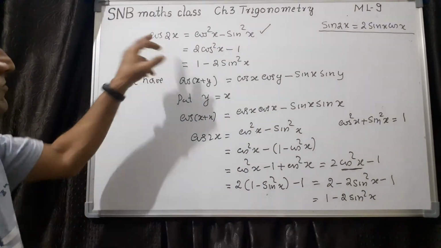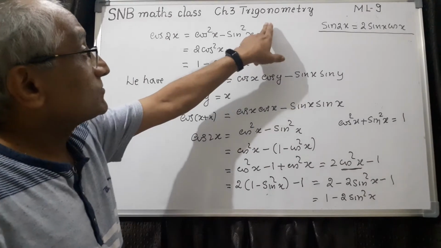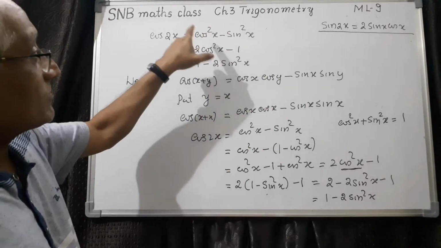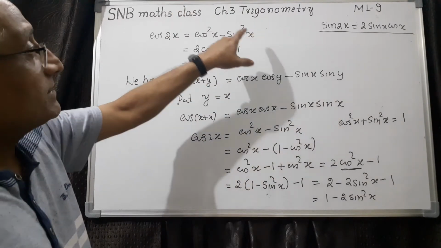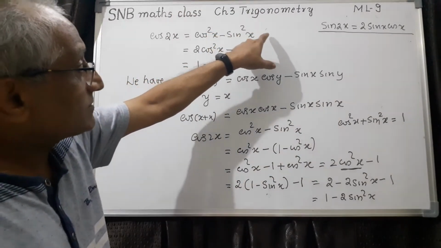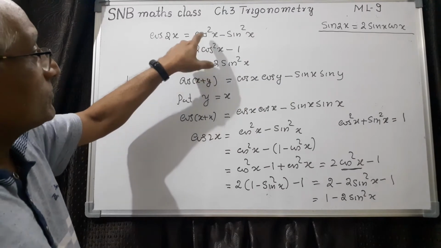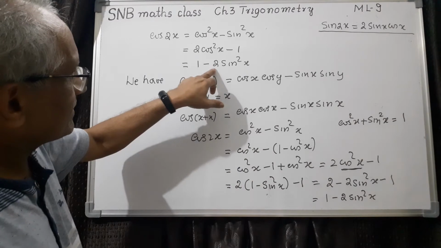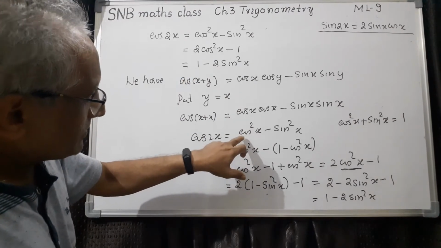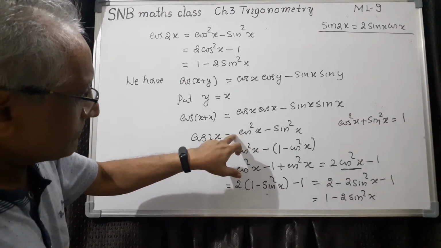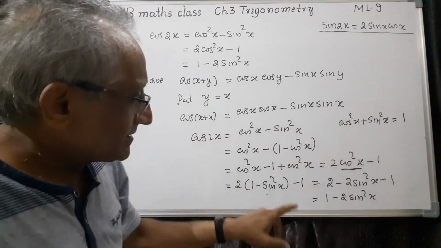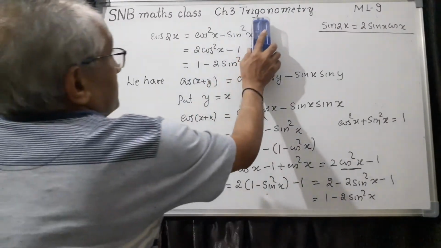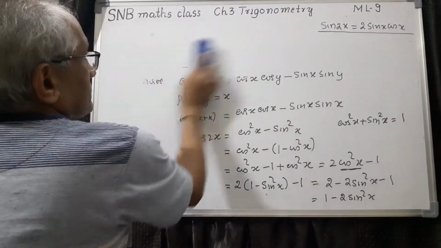So for the cos 2x formula, there are 3 multiple angle formulas, but don't think that they are 3 different ones, it is only one. This is the formula, cos square x minus sin square x. If you want to replace sin square x by 1 minus cos square x, you get this formula. If you replace cos square x by 1 minus sin square x directly, you get this one. This can also be directly got from the first. Since I have done it up to this one, I have taken this method. So this is the second multiple angle formula for cos 2x.